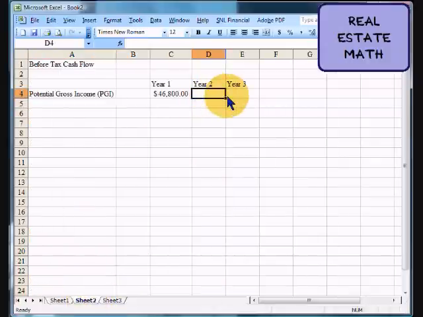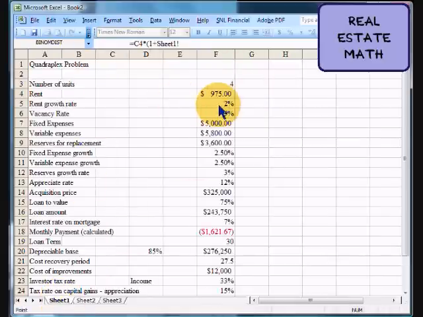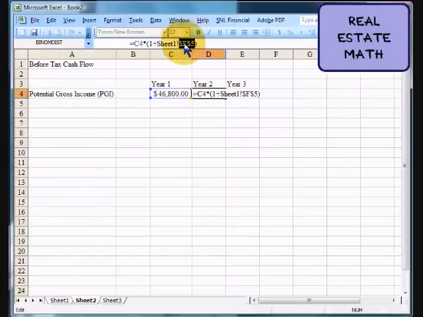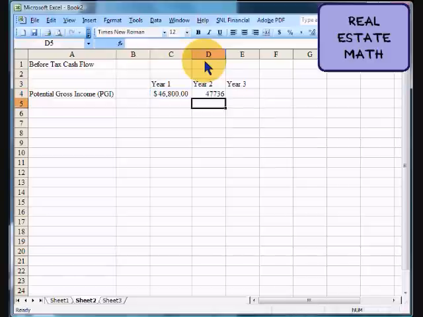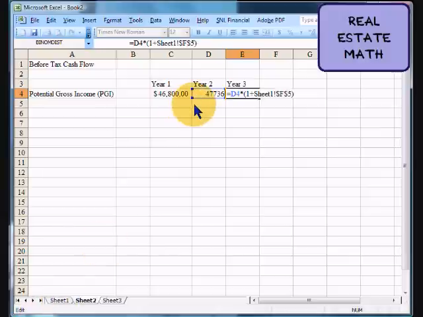Now if you recall, rent is going to be increasing at a rate of 2%. So to get the next year's rent, all we need to do is multiply the previous year times 1 plus that growth rate. I'll use a little Excel trick here by hitting F4 to lock that in so that when I drag it across to this other cell, it works again. It does the same formula, multiplying this value times the F5 value from the first sheet, which was our growth rate.